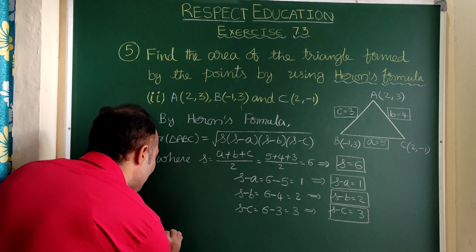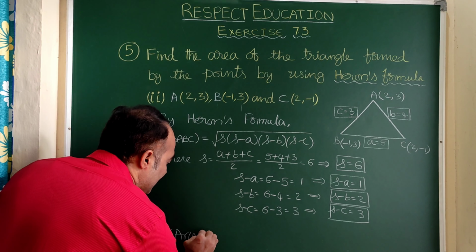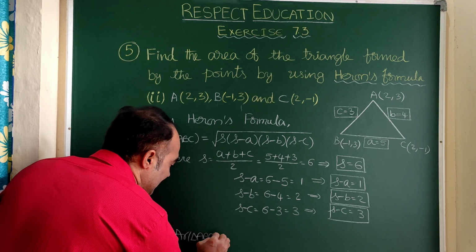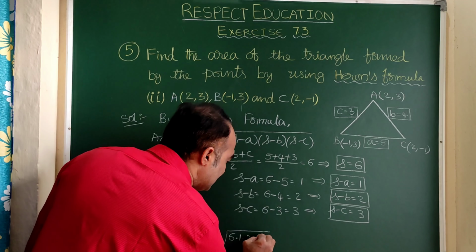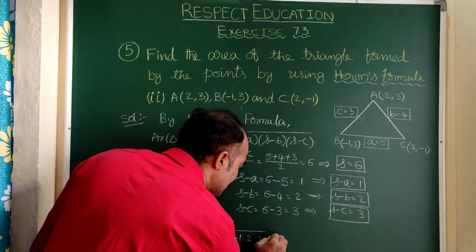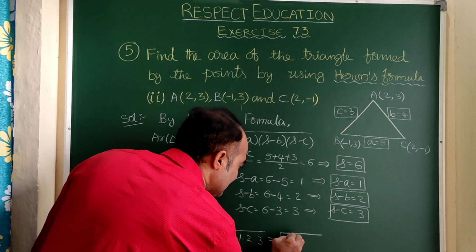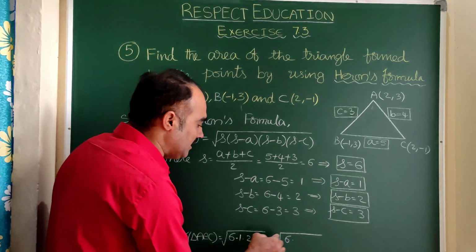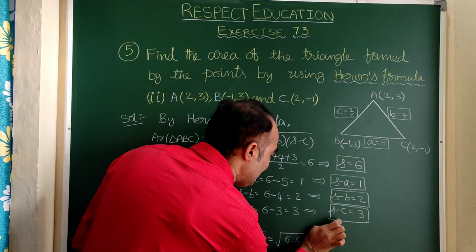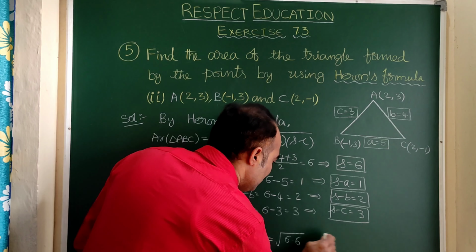Therefore, area of triangle ABC is under root S into, here dot indicates into, S means 6, into S minus A means 1, into S minus B means 2, into S minus C means 3. So let us simplify this. Let us write this 6 as it is into 1; 2 3s are 6; so it is under root 6 into 6. 6 into 6 is 6 square. 6 square under root, root and square get cancelled. So here we get answer as 6.